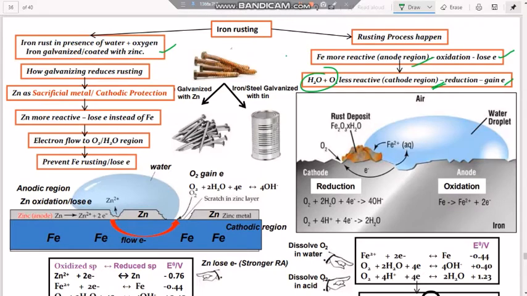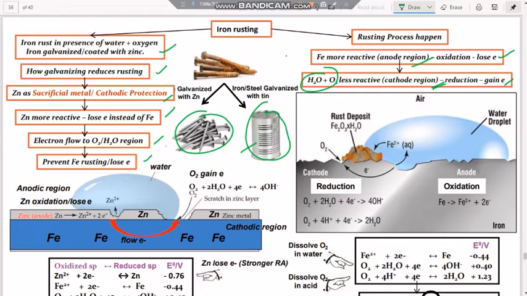So why are we coating iron? Galvanized iron is said to be protected from rusting. Iron and steel galvanized with tin we also observe here. We take these precautions because iron rusts in presence of water and oxygen. How does galvanizing reduce rusting? Zinc forms a sacrificial metal, giving cathodic protection, and zinc is more reactive, so it will lose electrons instead of iron. Electrons flow to the oxygen-water region, which prevents the iron from rusting.